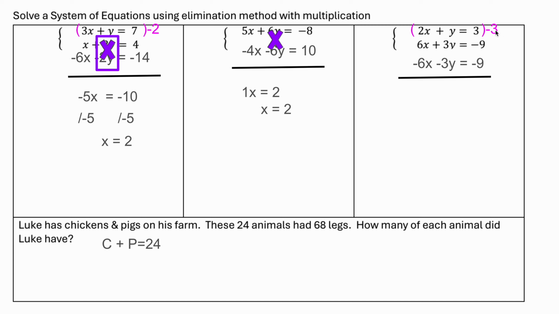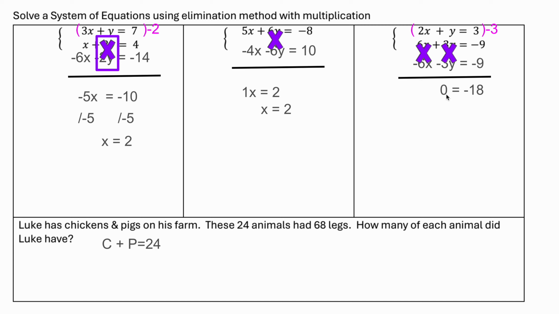Okay. So -3 times positive 2x becomes -6x. -3 times y becomes -3y. -3 times 3 becomes -9. And now I can eliminate because I have an opposite here, but also I have this opposite here. And because there's two opposites, just like previously, we can cancel both of them. And what's left on that side? 0. What's left on this side? -18, because -9 minus -9 becomes -18.